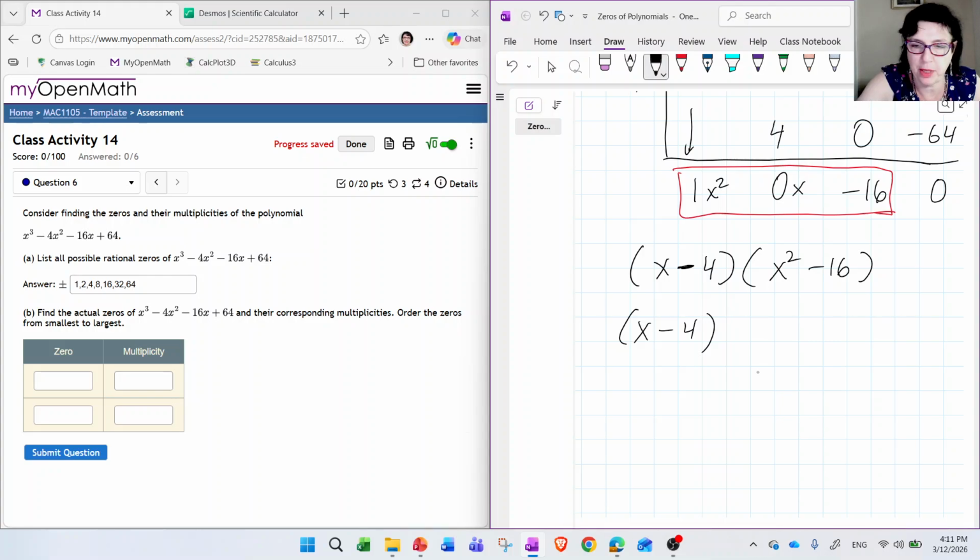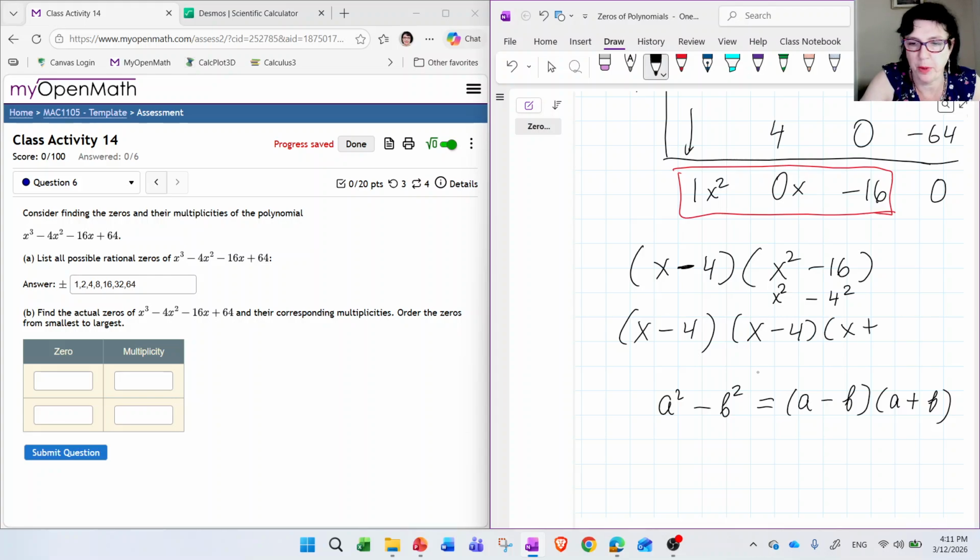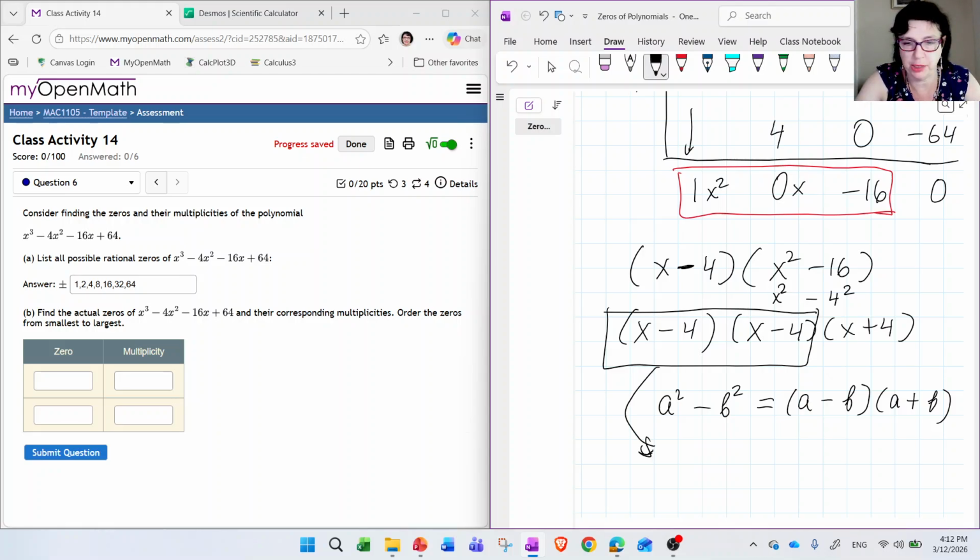So whenever you have something like a squared minus b squared, this factors as a minus b multiplied by a plus b. So why am I saying that that's what happens here? Because you can see that this is x squared minus 4 squared, right? Because 16 is 4 squared. So that's going to factor as x minus 4 multiplied by x plus 4. Okay, so we are basically done, but notice how in this particular part, we have two repeating factors, x minus 4 and another x minus 4. That could be written as x minus 4 squared.